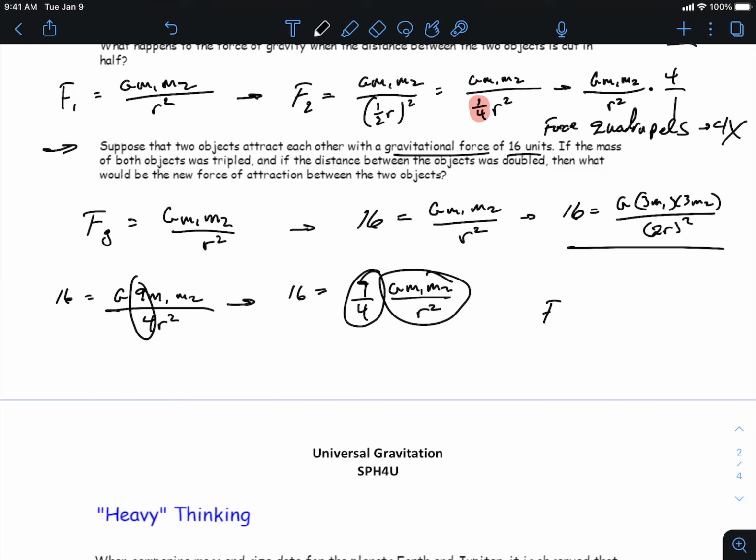Well, F2, the new force, is going to be equal to the original force, which we knew as being 16, right? So what you're going to do is you're going to take this 16. It was this. Well, where else does this appear? It appears right here. So the new force is going to be 9 over 4 multiplied by the 16, which will be 36 newtons.